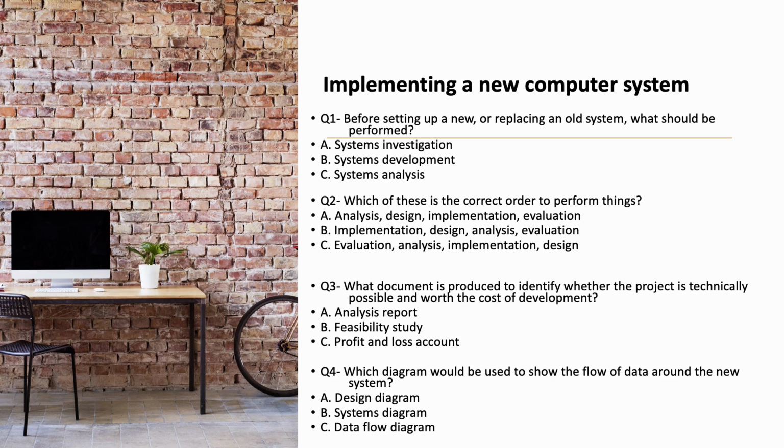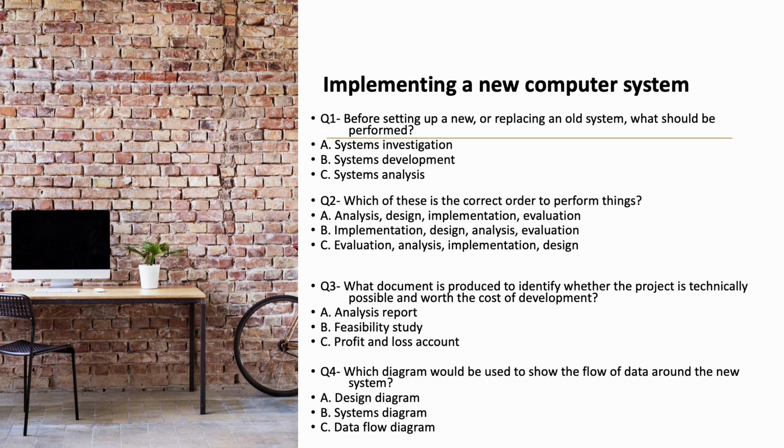Question number 3. What document is produced to identify whether the project is technically possible and worth the cost of development? Is it A, analysis report? B, feasibility report? Or C, profit and loss report? And there was silence. Should I continue? Do you have your answers? Okay, some people have been awake. I said I'm not going to confirm the answers, but you're doing well.